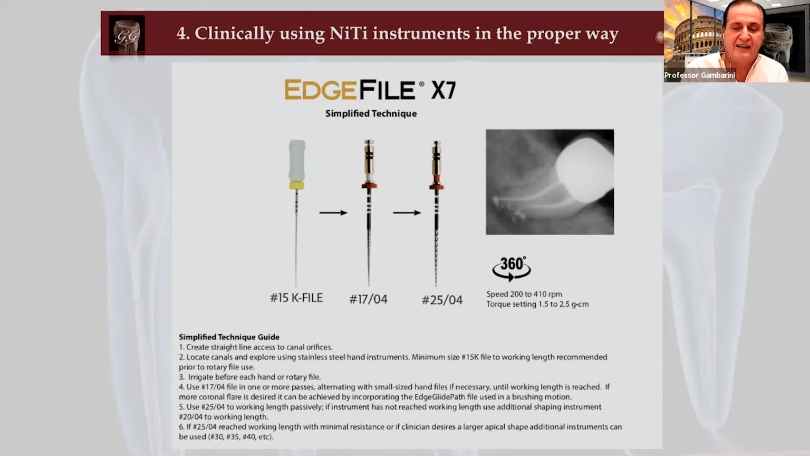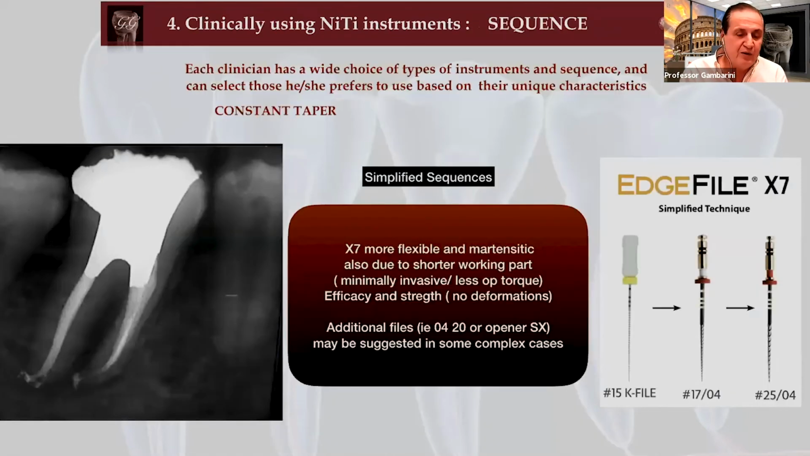Actually, what we have here is a 1704 as a pre-enlarger, sort of a glide path file, and the 2504 as the shaping file. And in most of the cases, I'm really satisfied with the 2504 preparation. I can also, a little bit, if needed, enlarge by using more flaring. So actually, once again, it is the rationally invasive concept: the final real shape of the apical third will be 04, but in the more coronal part, I can flare the canal a little bit more if needed.